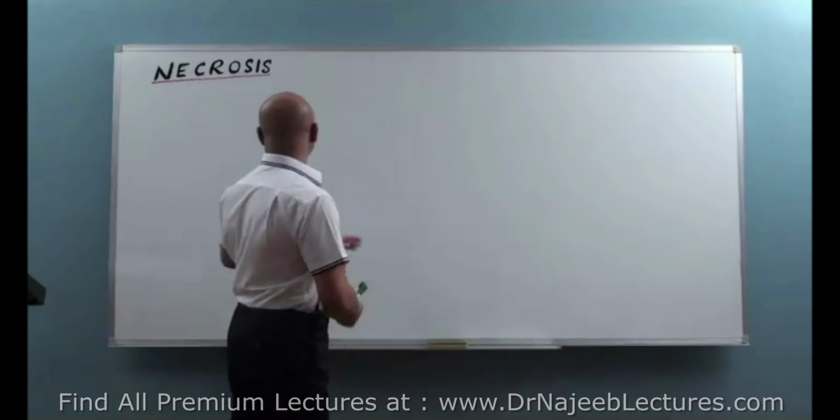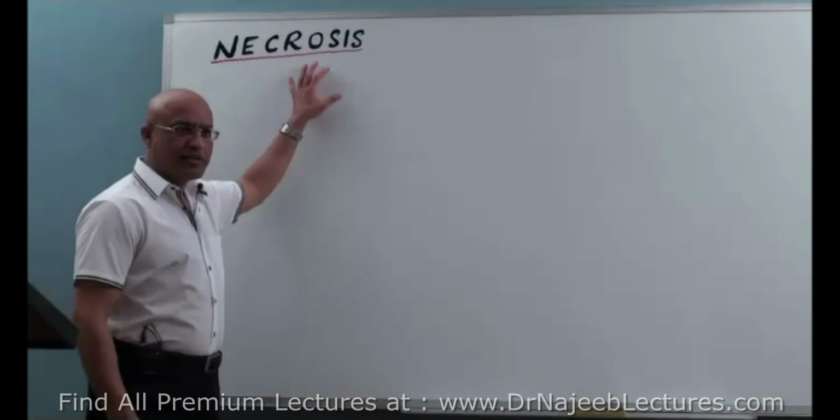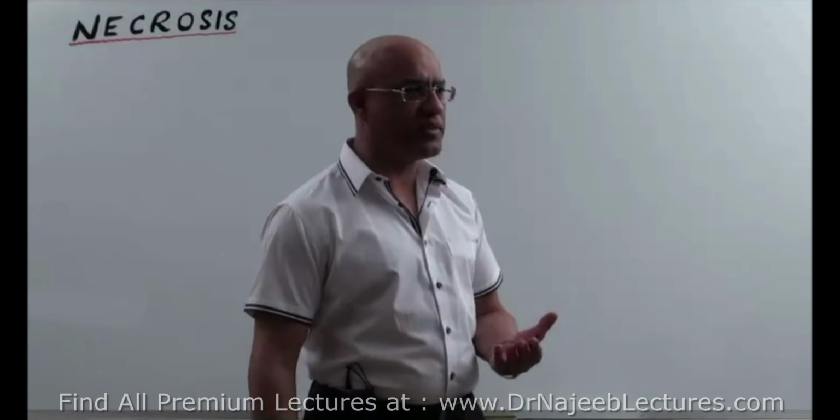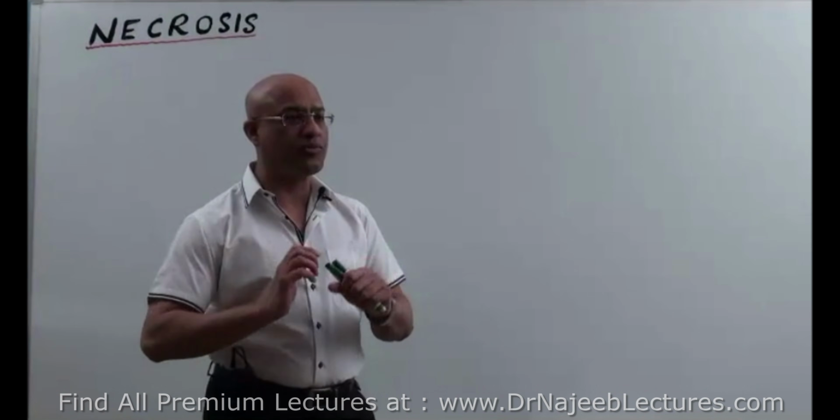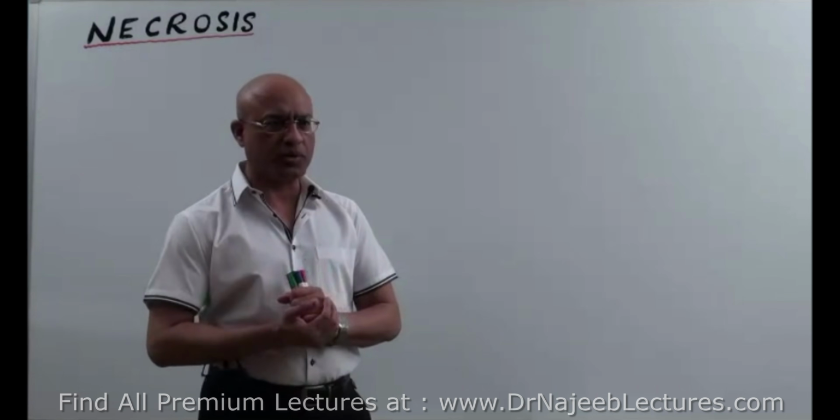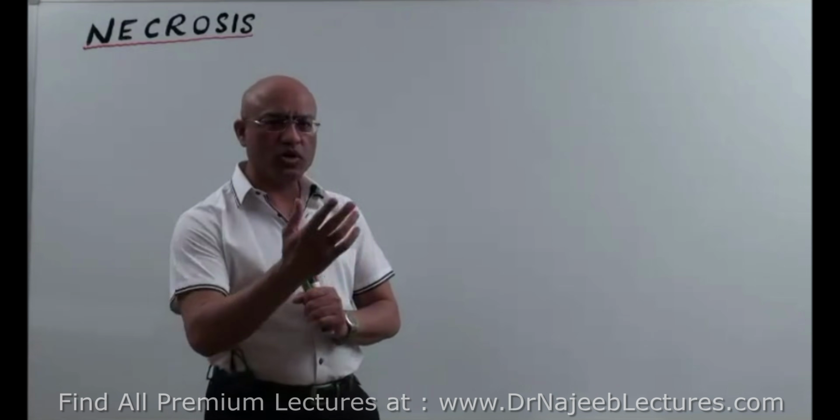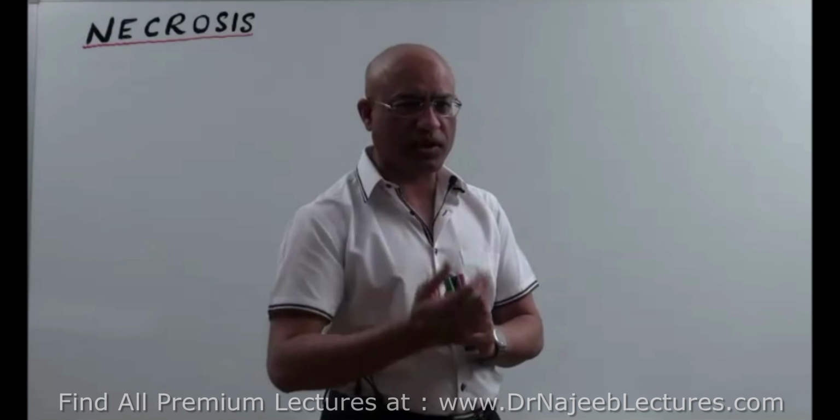Right, today we are going to talk about necrosis. Necrosis is one of the pathways for cell death. When a cell is irreversibly injured, it goes through the process of necrosis. Before I explain to you, I would love to know what is your concept of necrosis. Yes, what do you think? What is necrosis?